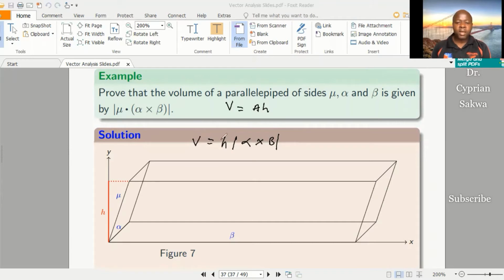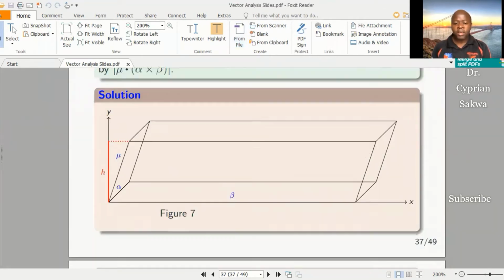But how do we get height? What you notice is that this height is a component of this mu. So let's see how I did it to show that the volume is given as stated.